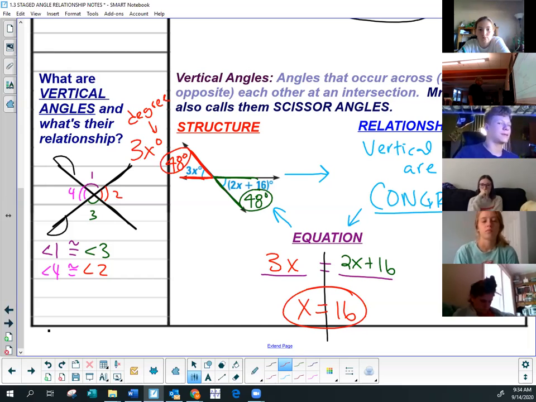So that's vertical angles. You have an intersection, you have 4 angles. They are congruent in pairs, which would also mean these two would be congruent too. They just were not needed for the problem. So we recognize the structure. We know we have vertical angles, and therefore they're congruent. That informs the equation. There you go. That's vertical angles.